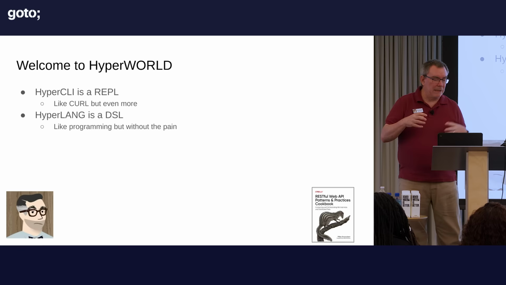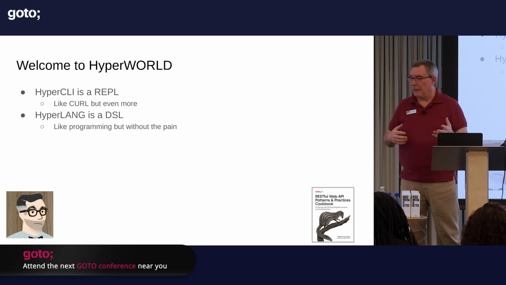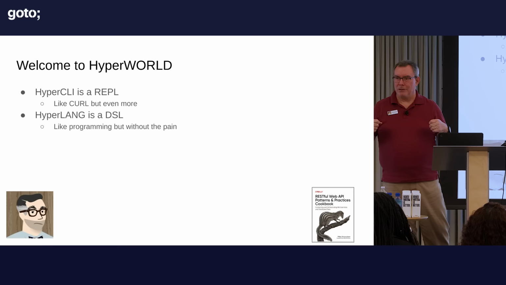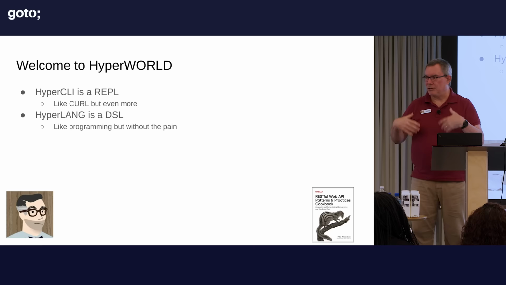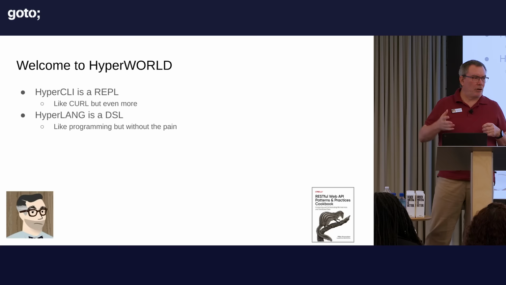So in the Hyper world that I've been working on for the last couple of years, it really has two parts. It's a REPL, and I think the very next talk in this room by Avdi Grimm is kind of a talk about the beauty and greatness of these REPL, these read-evaluate-print loop kind of things. So this REPL is a lot like curl. Has anybody used curl before? So it's a curl, but a bit more. So it's curl with memory.